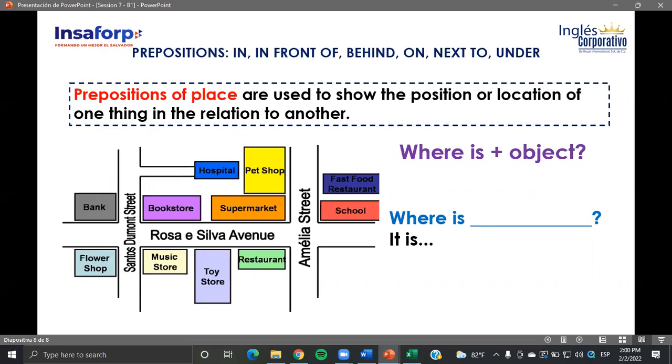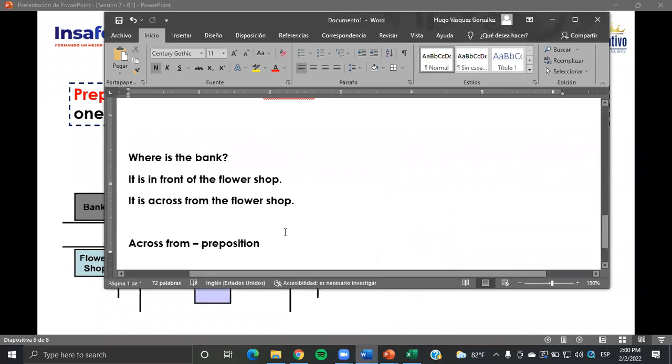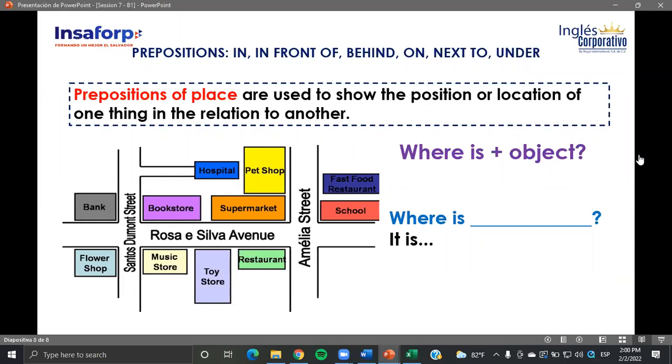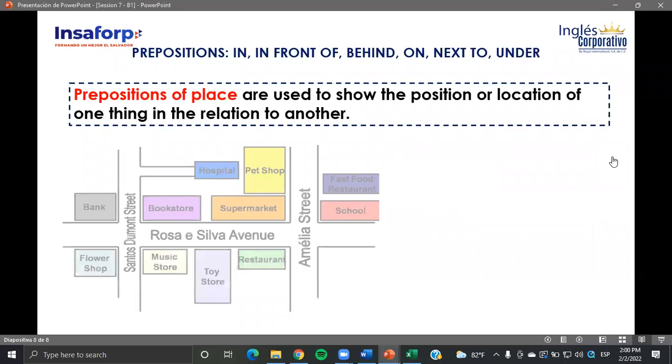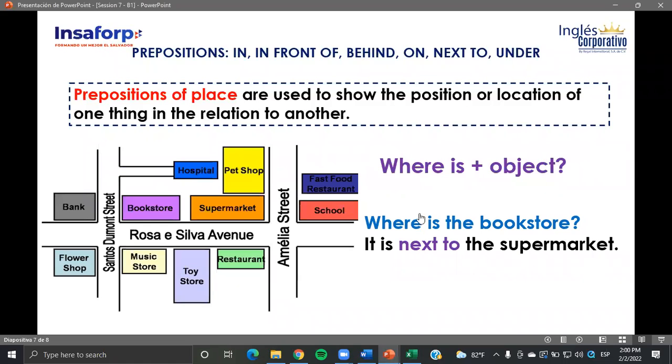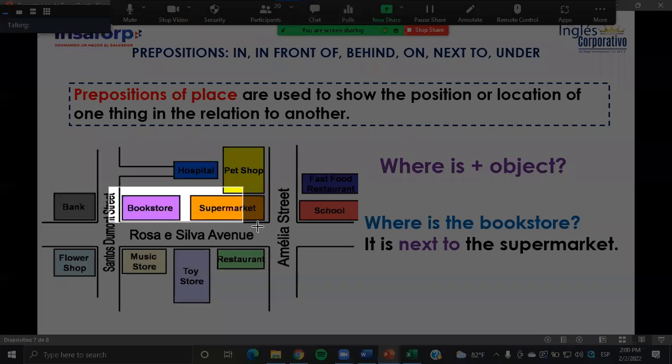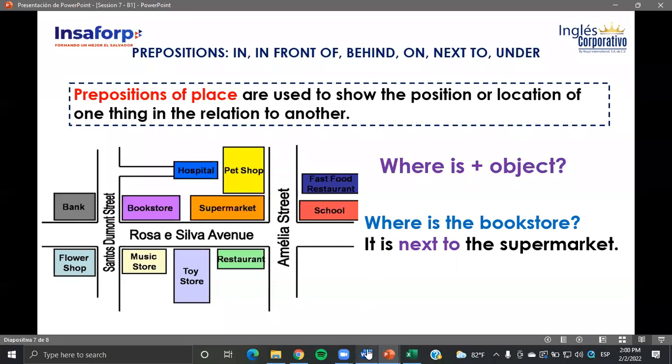No. Okay. Teacher. Yes, también. Entonces, para poder saber la posición de los locales, hay que usar esas preposiciones. Yeah. The bookstore is next to the supermarket, sorry. Previously, right? It's because of this, right? Yeah, okay. What about if I ask you?